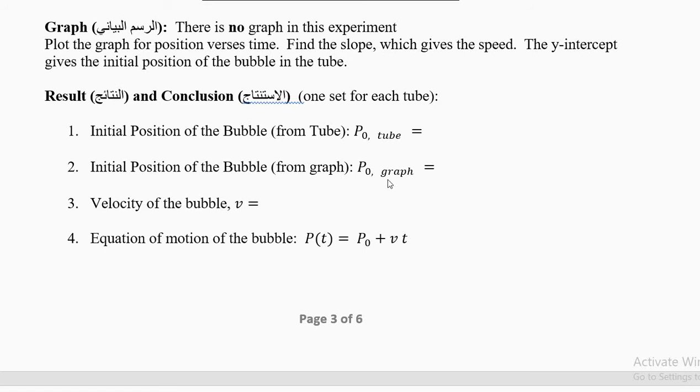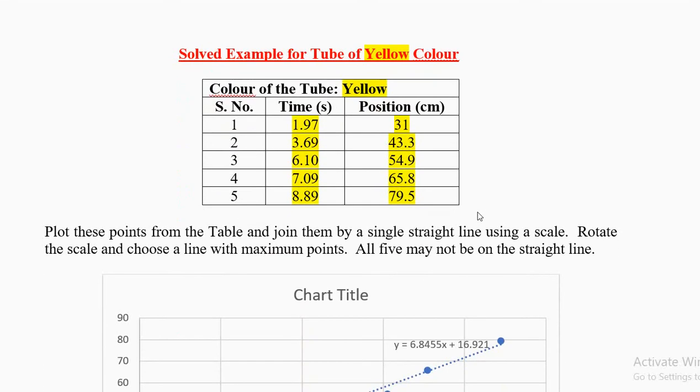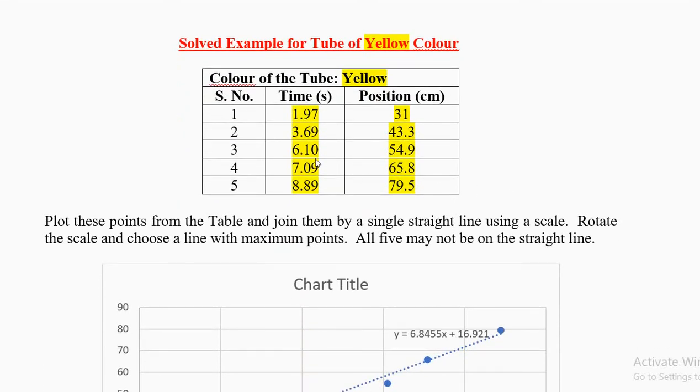We are not worried about the direction, we know the direction. So this P0 you take from the graph, not from the tube. This graph and tube you have to just compare. Now let's look at the first solved example. Now there are 5 serial numbers.